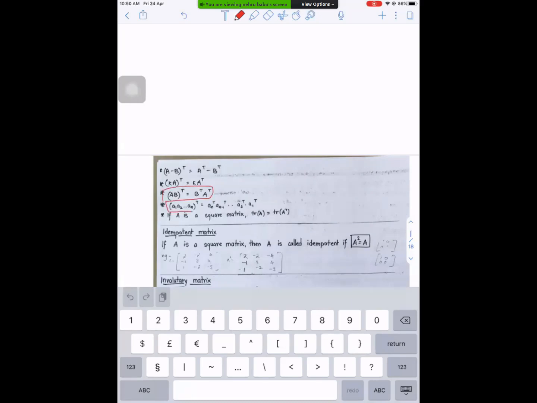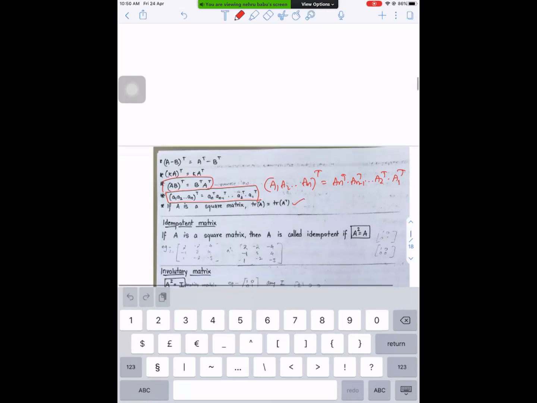And if you take many matrices here, it's not like real numbers. If you take matrices A1 into A2 into so on, AN, this property works only if the multiplication is defined. If multiplication is not defined, no doubt it's not correct. But if A1 into A2 into AN exists, then A1, A2, so on, AN whole transpose is this result. In the same way, trace of A equals trace of A transpose.